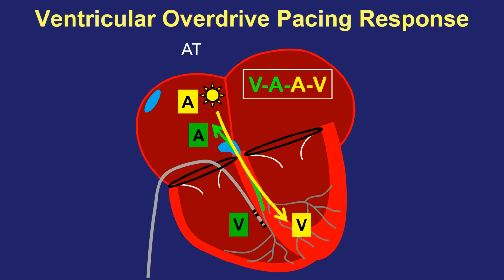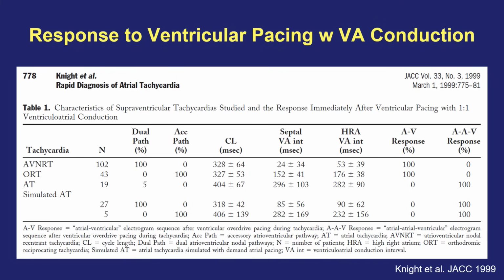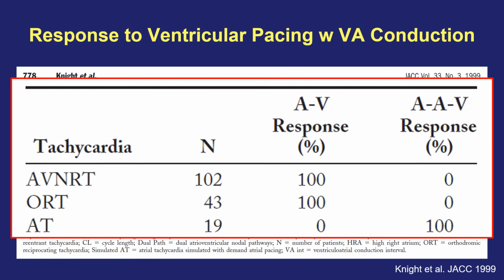And so that's different from what you see during the two reentrant forms of SVT. And here is one of the most important papers in all of SVT diagnosis describing this maneuver, published by Dr. Brad Knight in 1999. And here's the most important part of the central table in this manuscript, looking at the distinction between AVNRT and ORT, which of course is also known as AVRT, looking at this maneuver and the response that you see when you overdrive pace and stop pacing.